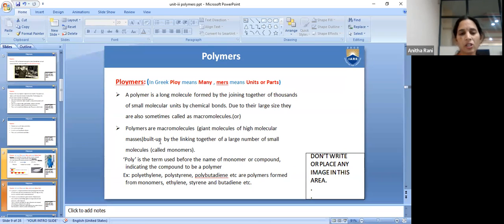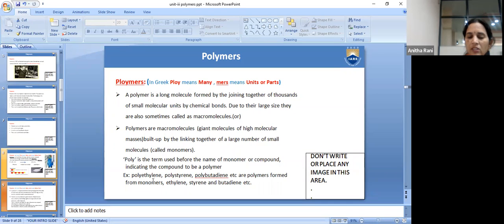So this definition you can write. What does polymer mean? A polymer is a long molecule formed by joining together thousands of small molecular units by chemical bonds. Poly means many. It is used before the name of the monomer or compound, indicating the compound to be a polymer.